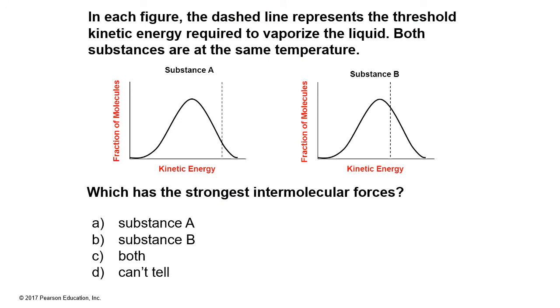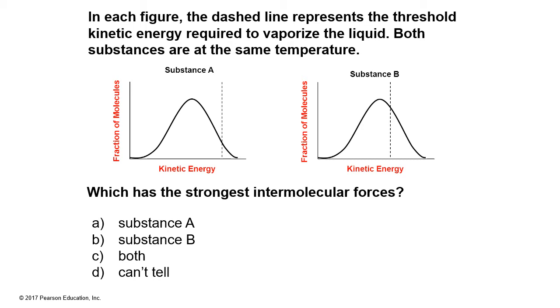In these two figures, the dashed line represents the amount of kinetic energy required to vaporize substance A and substance B. Both of these substances are at the same temperature. Pause the video to figure out which one has the strongest intermolecular forces.